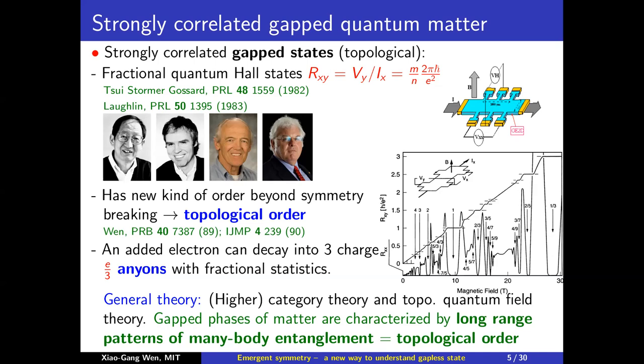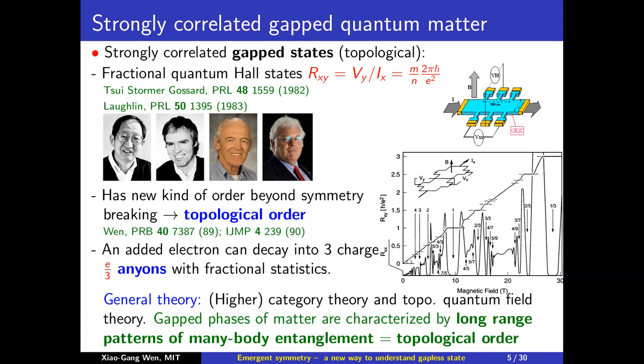But fortunately, we have quantum Hall states, which are actually something beyond symmetry breaking. Group theory doesn't really describe them well. It turns out that these quantum Hall states are really strongly correlated. It's an example of strongly correlated gapped matter, characterized by fractionalization. When you add an electron to a quantum Hall state, the electron may decay into three quasi-particles with charge 1/3 each and fractional statistics. Those very mysterious, very striking properties can actually happen.